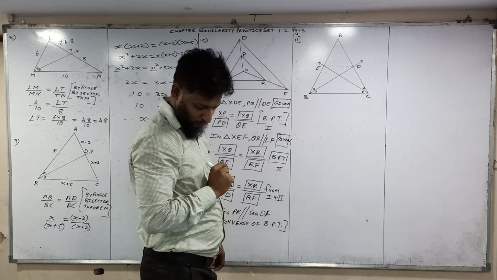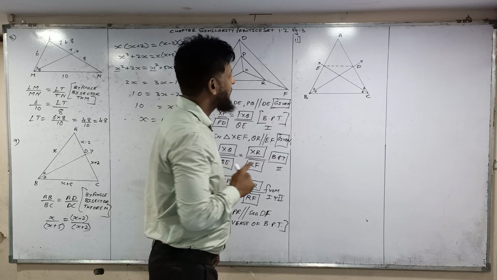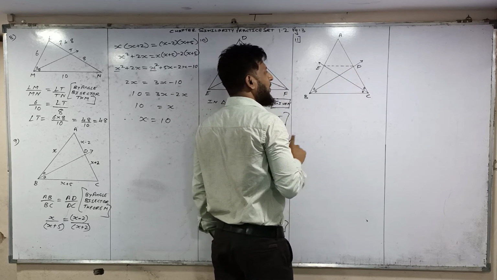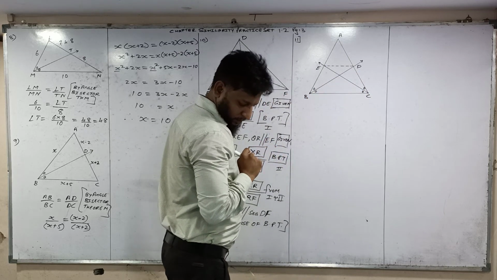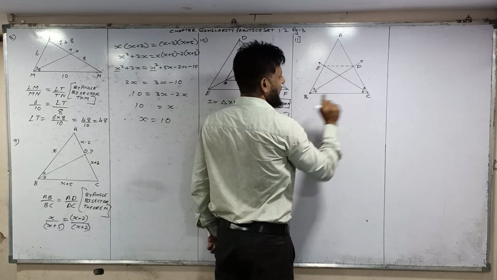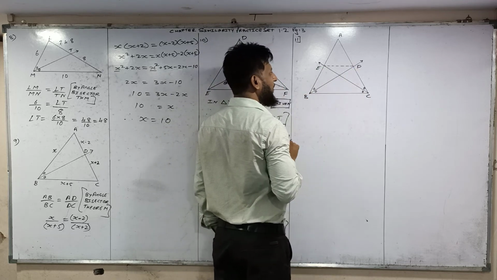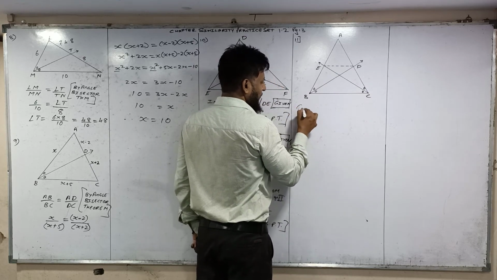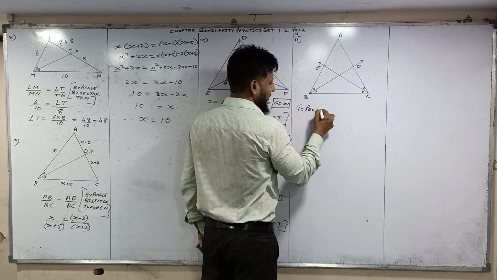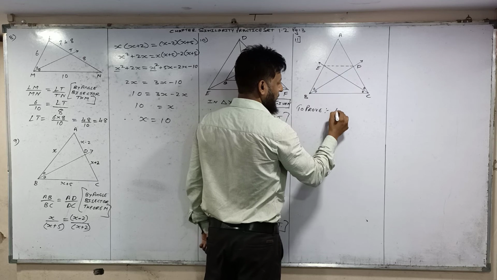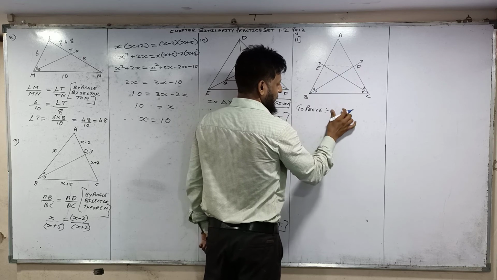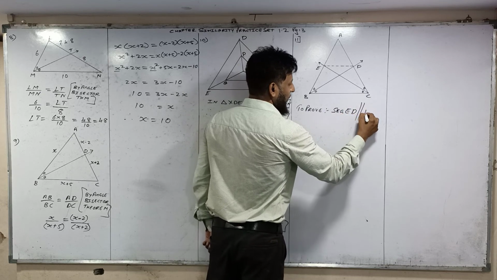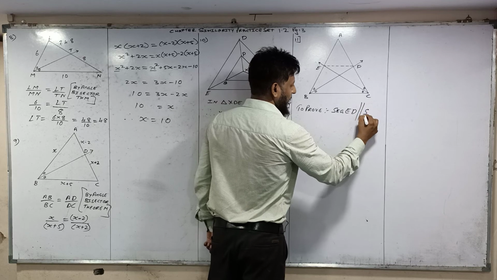What you have to prove? It is given that segment AB is congruent to segment AC. You have to prove that ED is parallel to BC. I am writing what you have to prove: segment ED parallel to side BC.